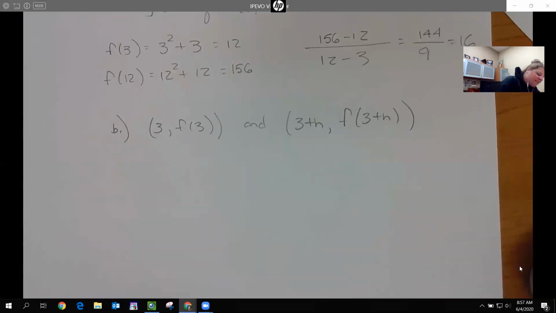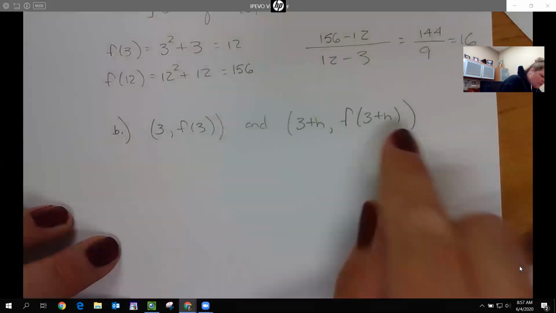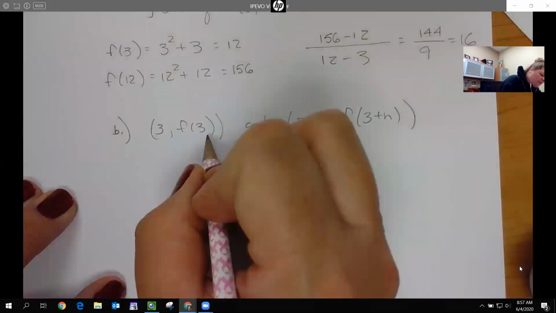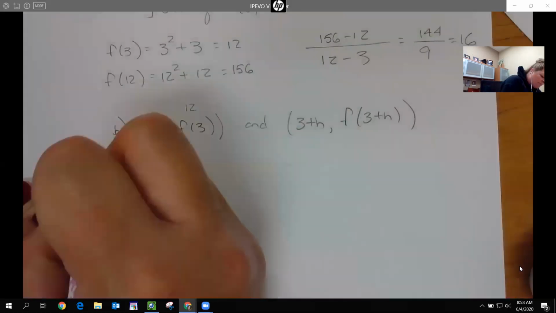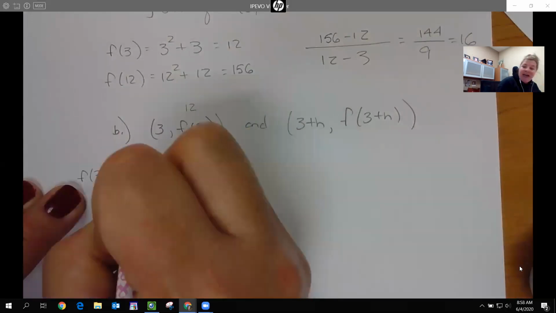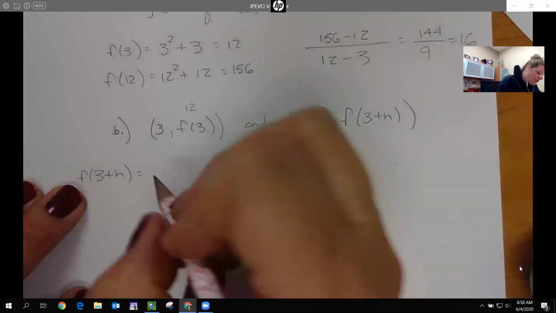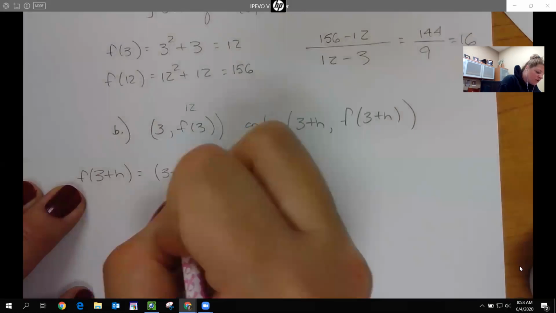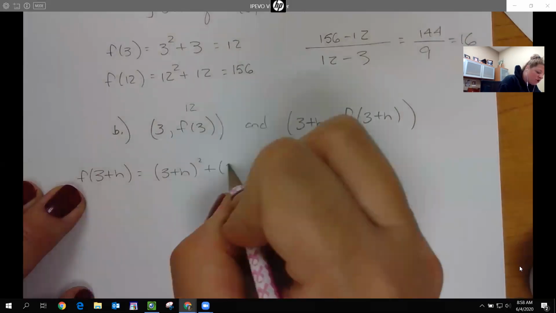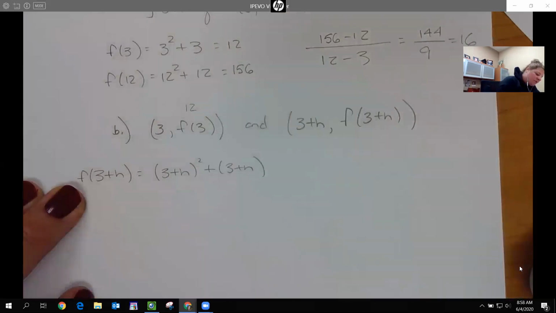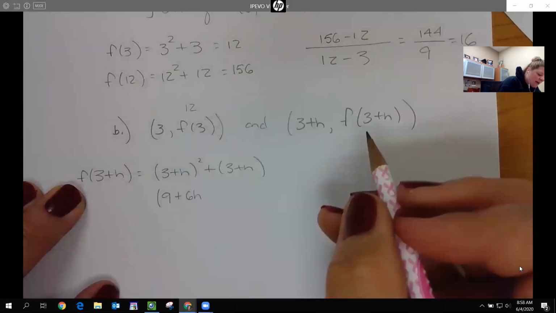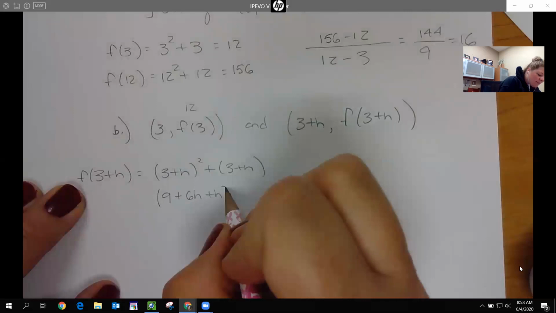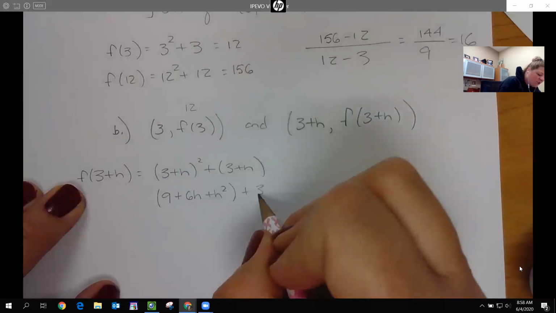So we would still need to find these two values. So f of 3 we know is 12. We just found it. But what is f of 3 plus h? Well, we'll have to put that into our function. So we would have 3 plus h squared plus 3 plus h. So squared, okay, that's going to be 9 plus 6h plus h squared plus 3 plus h.